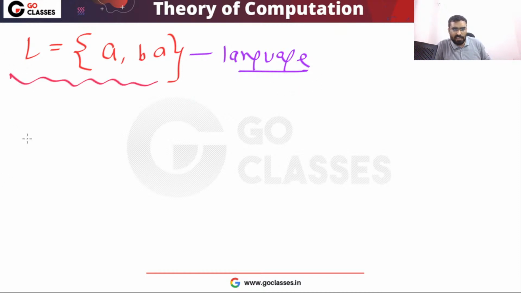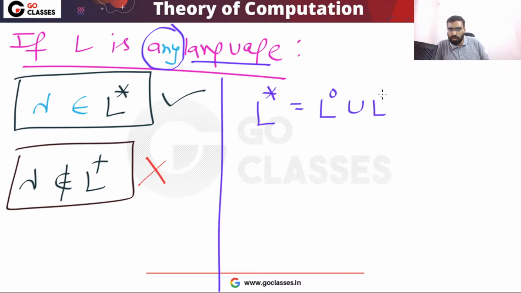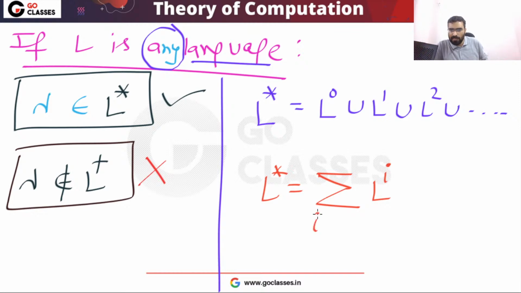Tell me what is L star. Remember, L star will always contain the empty string by the definition of L star. Your L can be any language. What is L star? L star is L power 0, union L power 1, union L power 2, and so on. Basically, L star is the union of L power i, where i belongs to the whole numbers.